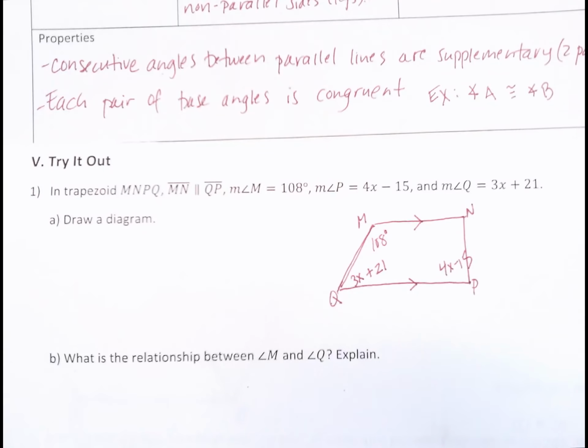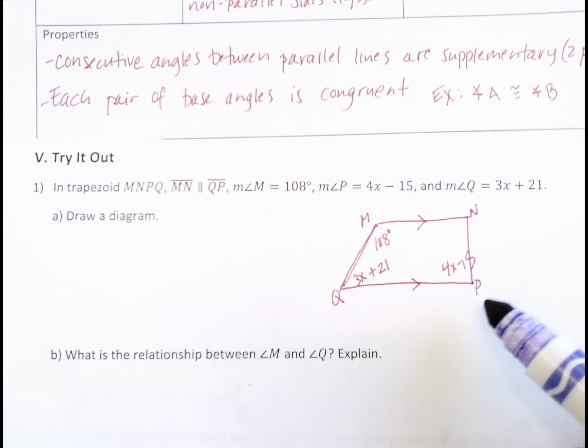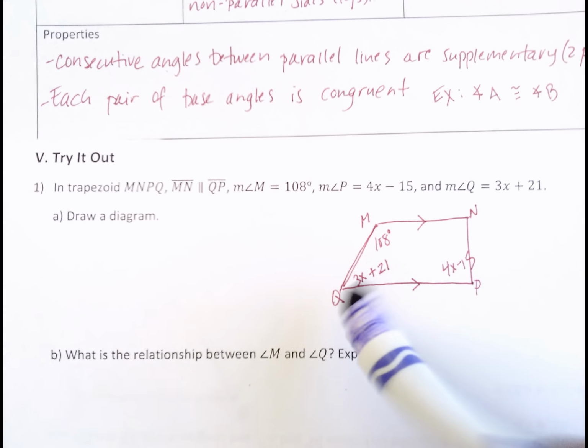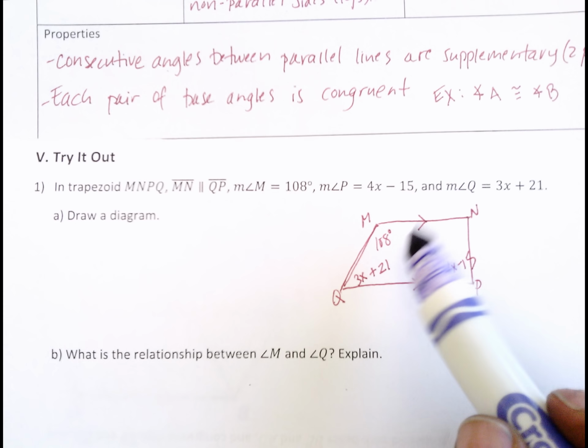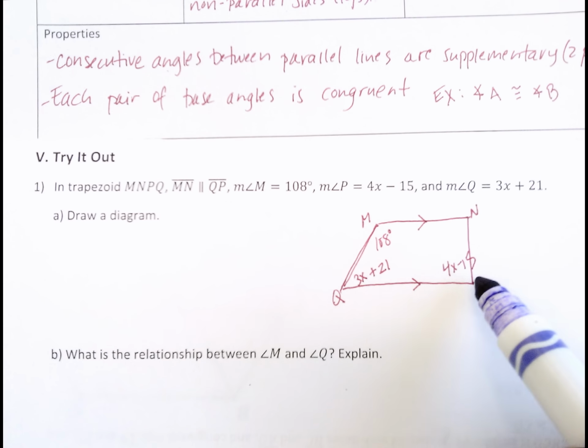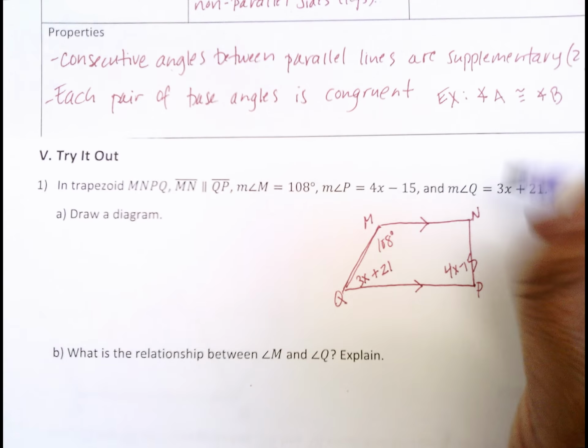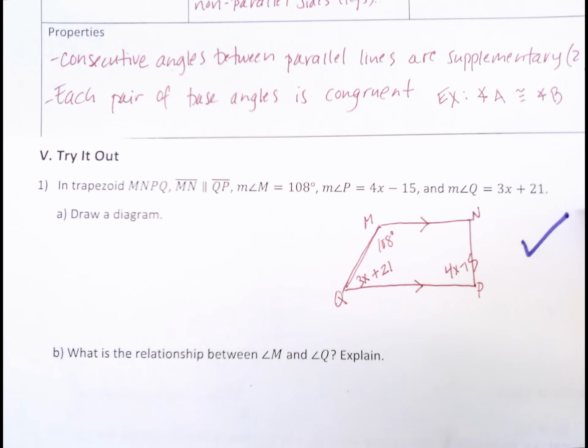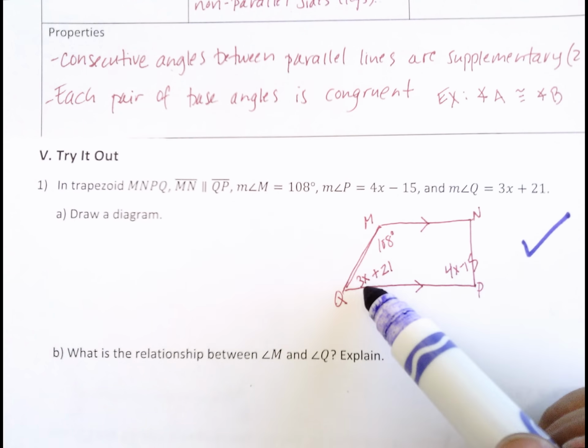Okay, so I'm just concluding and wrapping up part 2, this try it out. As we looked at in trapezoid MNPQ, these two sides are parallel, and then we're given information that this angle is 108, that's 3x plus 21, and this is 4x minus 15. Okay, so we drew the diagram. And now we're being asked what's the relationship between angle M and angle Q.